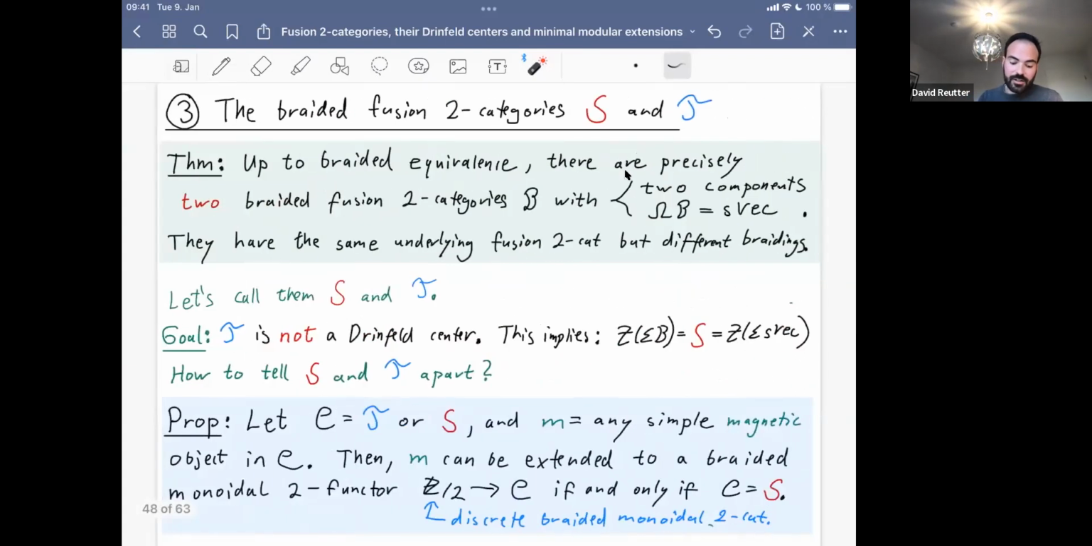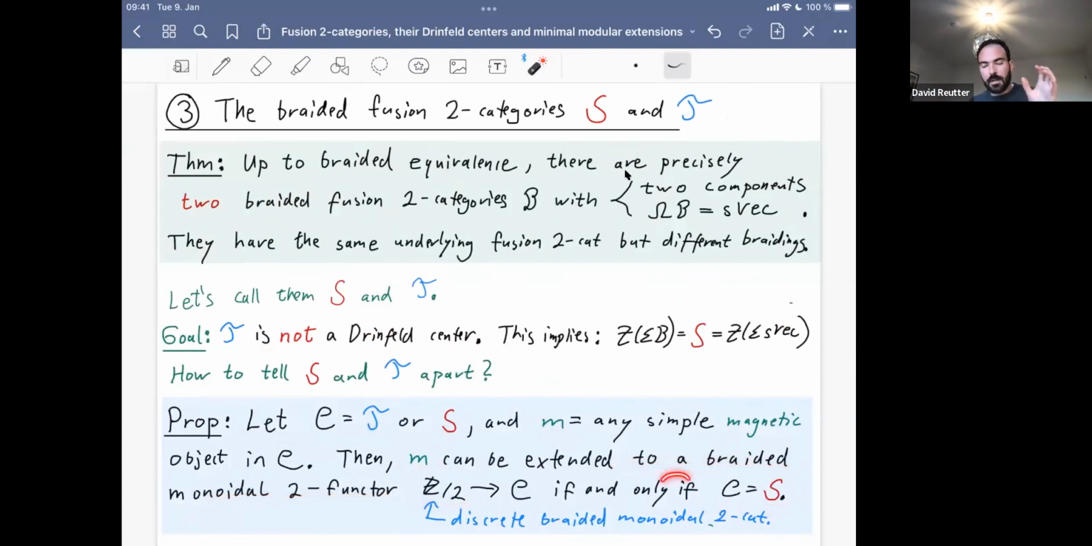But the way we distinguish them is to say, okay, if C is either T or S, and M is any simple magnetic object, so any simple object which lives in this magnetic component, then M can be extended to a pivotal monoidal 2-functor out of C mod 2, where I think of C mod 2 just as a discrete pivotal monoidal 2-category, if and only if C is S.